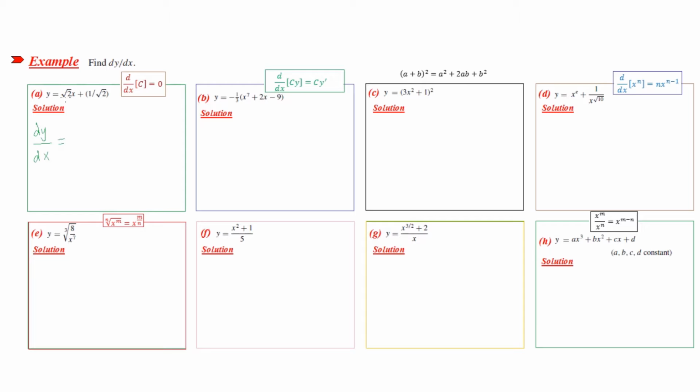equals radical 2 multiplied by x, the derivative of the first term is radical 2, plus the derivative of 1 over radical 2, and as you know 1 over radical 2 is a constant, so the derivative is equal to 0, and radical 2 plus 0 equals radical 2.